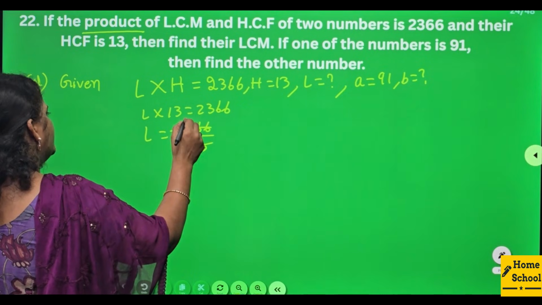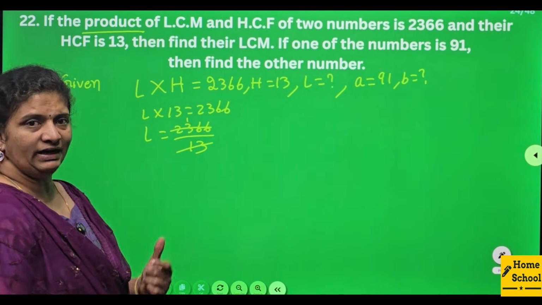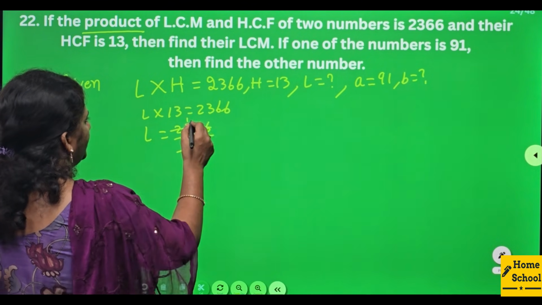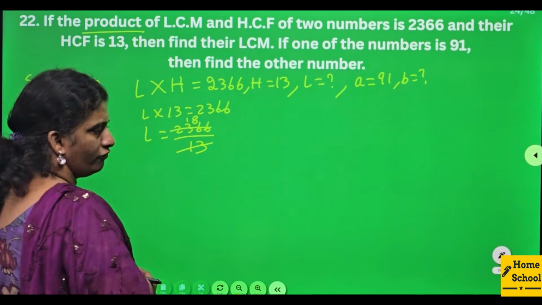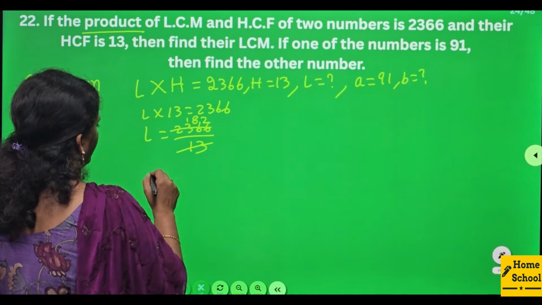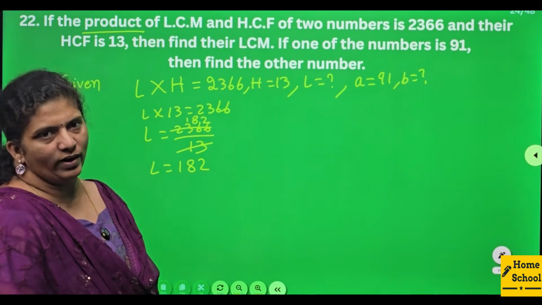13 ones are 13. 23 minus 13 will be 10. 106 will be left. And 13 8s are 104. 2 left. 26. 13 2s are 26. Therefore, the LCM of these two numbers is 182.